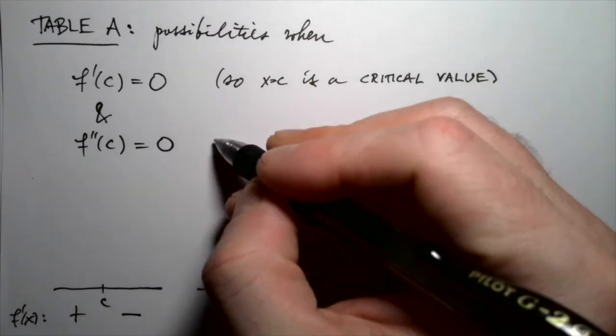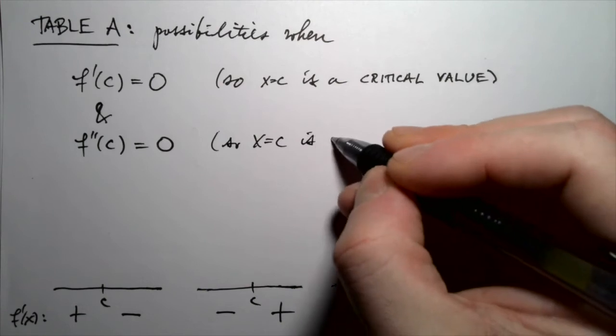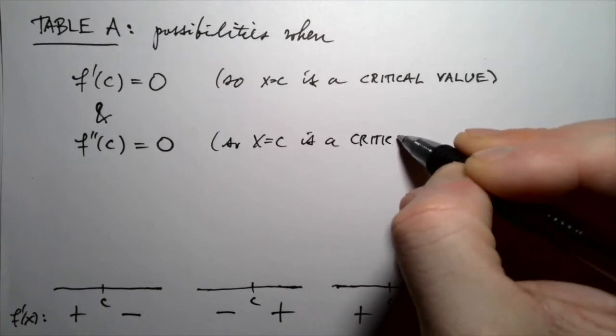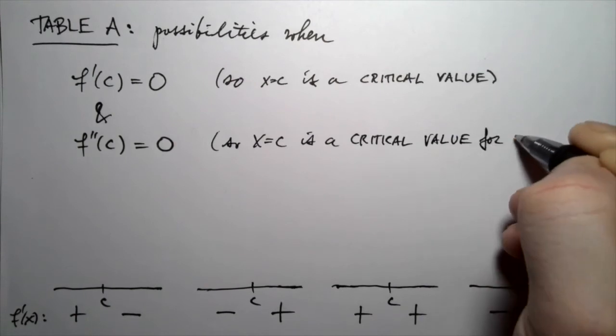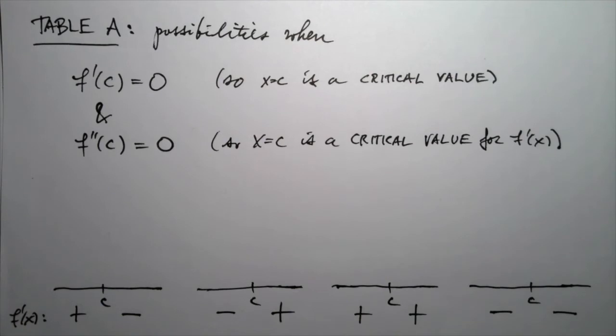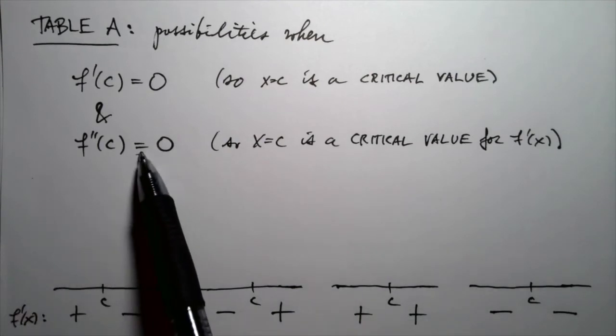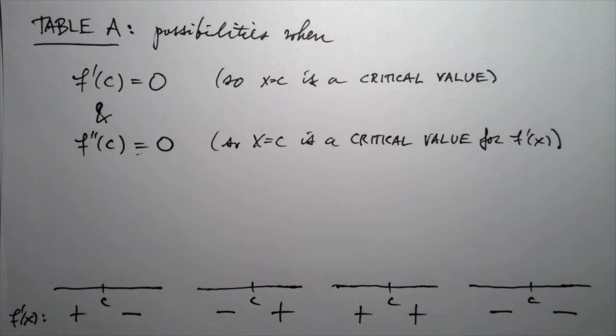Notice if the second derivative is 0, then you can say that this point is a critical value not for the original function, but for the first derivative. Sort of cute, right? Because the second derivative is the derivative of the first derivative. What this says is that this is a critical value for the first derivative. Okay, so what is going on in this situation?